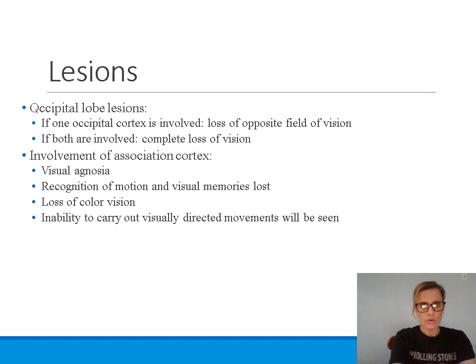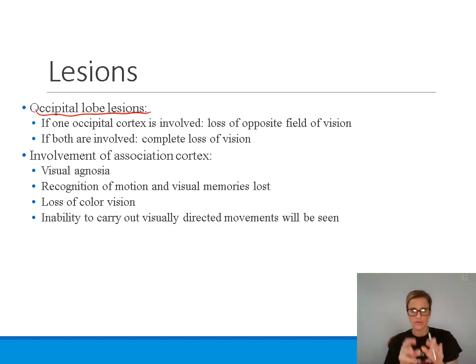Lesions in the occipital lobe primarily affect vision. Remember, the occipital lobe has the primary visual cortex in the very back, and then the visual association area surrounding it. Remember that there's the left hemisphere and the right hemisphere, and that each of them is responsible for half of the field of vision, right?